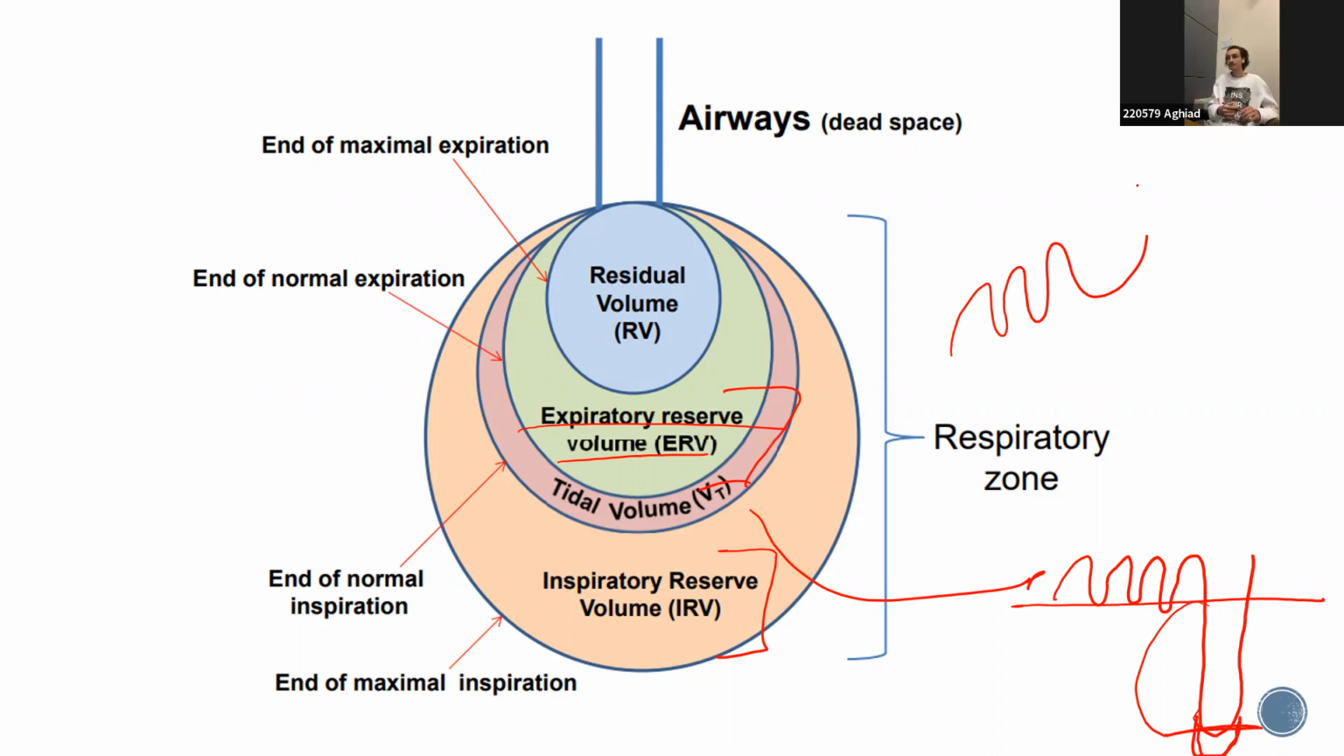As you can see here, the end of normal expiration is the normal one. The end of maximal expiration is the maximal one. Nothing goes beyond that, because you need some air inside the lungs or they'll collapse. And that's the end of normal inspiration, or maximal inspiration, as you can see here. So, any questions?